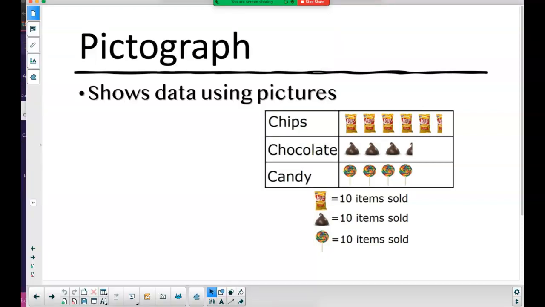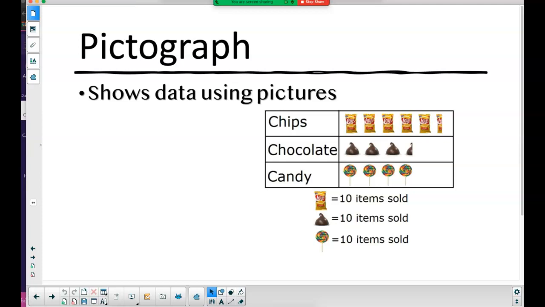The first type of graph we're gonna look at is a pictograph. When do you typically see pictographs? I think a lot of times you see them in elementary school, right? Yeah. Pictographs are really easy for more elementary students to read. They're a little bit more interesting for elementary students. They're easier to read. But it just shows data using pictures.